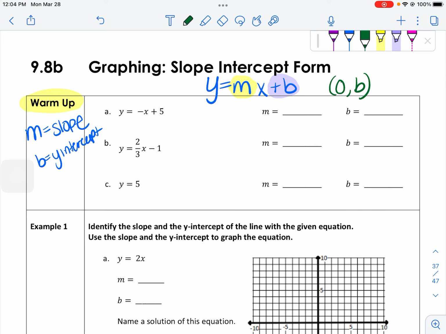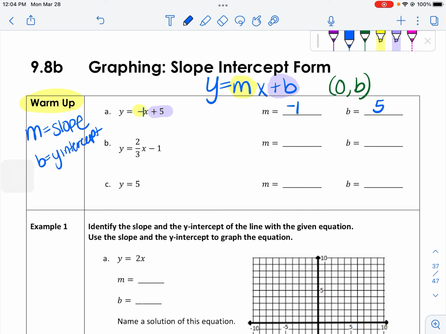So looking at our first equation here, we have y equals negative x plus 5. The negative here represents our slope, and that's an implied coefficient, so it's like we actually have a negative 1 there. So our slope would be negative 1, and then the plus 5 would be our y-intercept. If we plug 0 into that equation for x and solve for y, we'd get y equals 5.